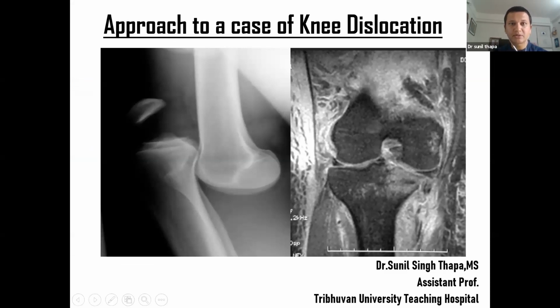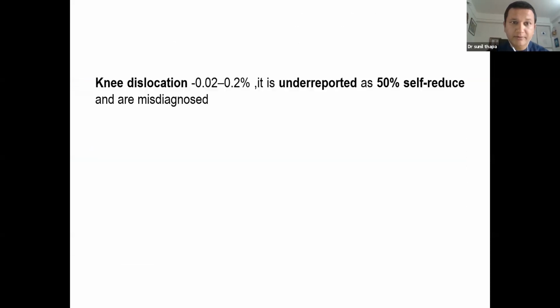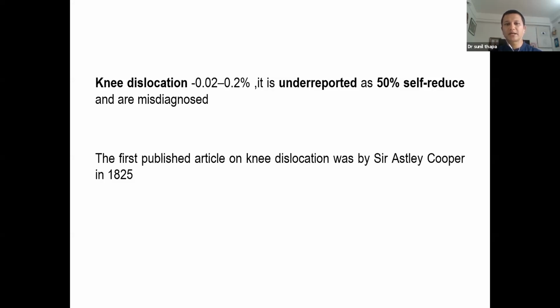Now I'll be presenting on an approach to a case of knee dislocation. My good friend has already told most of the basic things, the classification system and all about knee dislocation, so I'll just go brief on it. Knee dislocation accounts for only 0.02 to 0.2% of orthopedic injuries, but it is underreported, as 50% of knee dislocations self-reduce and are misdiagnosed. The first published article on knee dislocation was by Sir Ashley Cooper in 1825. After that, a lot of literature is available.